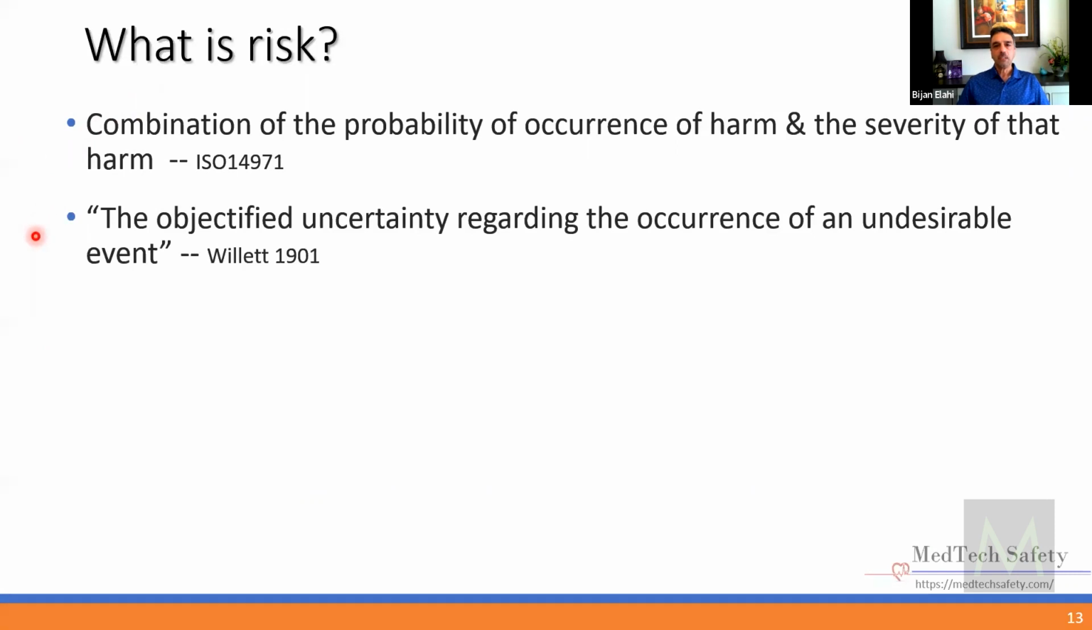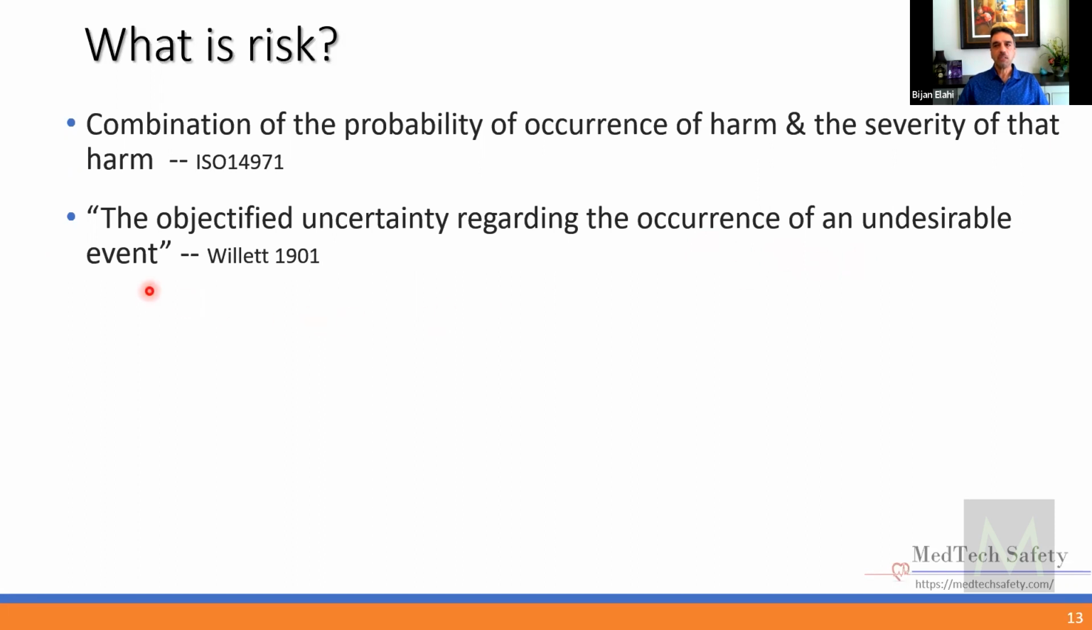In 1901, a gentleman by the name of Alan Willett wrote an article titled The Economic Theory of Risk and Insurance. In this article, there was this sentence: risk is the objectified uncertainty regarding the occurrence of an undesirable event. What's interesting about this sentence are two things. One of them, it says that risk is an undesirable event.